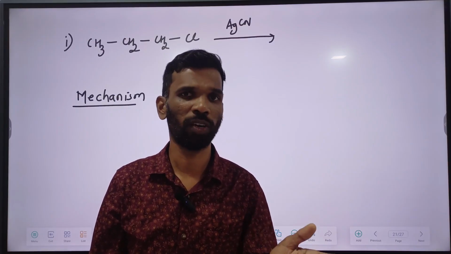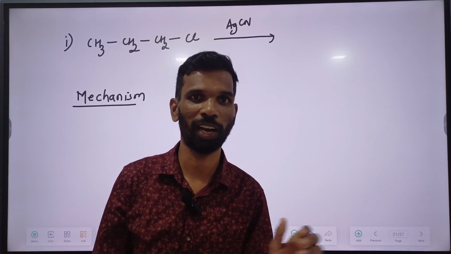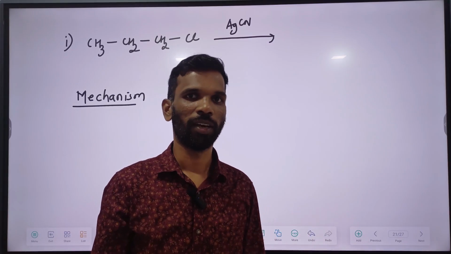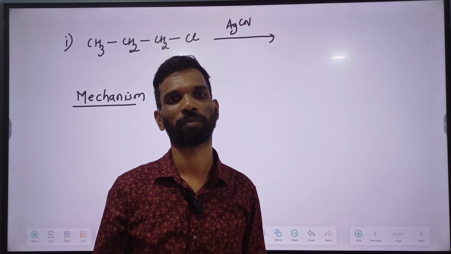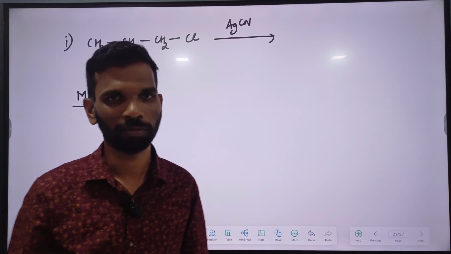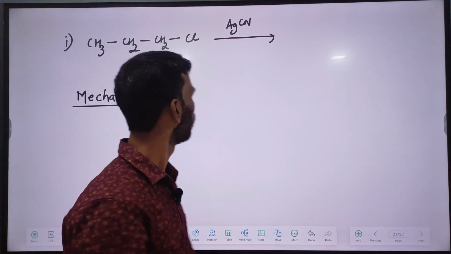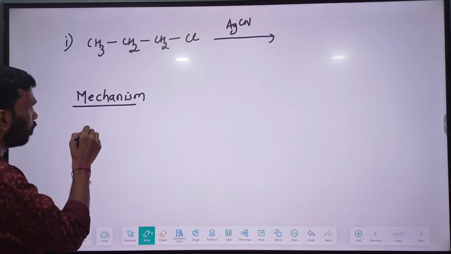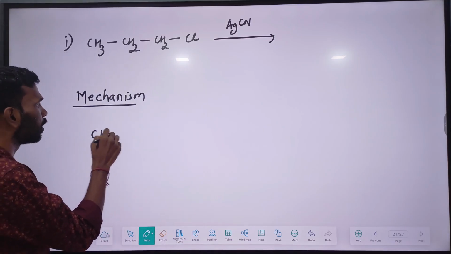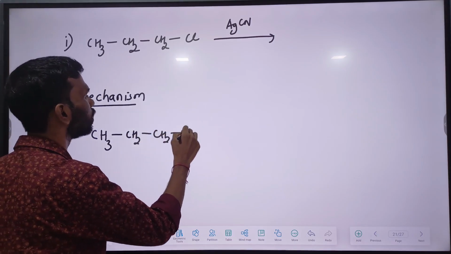How do we understand that? For that we should have the knowledge of what? Periodicity, how the trends of the atomic radius change. Don't consider organic as independent. Lots of concepts from inorganic chemistry are also used over here. We'll talk about this CH3CH2CH2Cl.